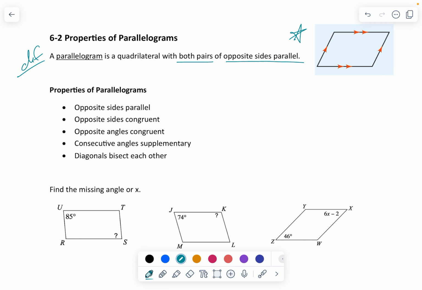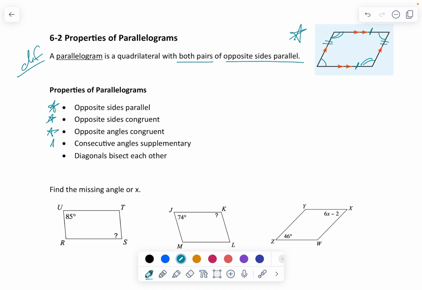Now, besides that, parallelograms have four other properties. So we talked about opposite sides being parallel. Also, opposite sides are congruent. So this side and this side are congruent. This side and this side are congruent. Opposite angles are congruent. Notice these two small angles are congruent. These two big angles are congruent.